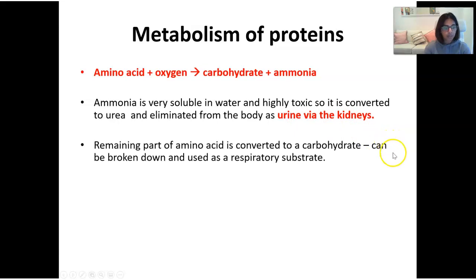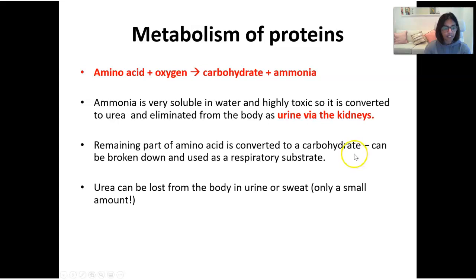We also talked about the fact that the remaining carbohydrate region is used in aerobic or anaerobic respiration to form energy in the form of ATP. And we know that urea is excreted from the body. Now, interestingly, even though the majority of urea is lost from the body in urine, you do get a small amount in sweat as well, but it is a very small amount. So as a summary, the energy, carbon dioxide and ammonia convert this toxic substance into urea and water, which forms urine.